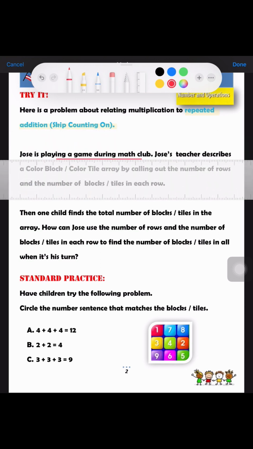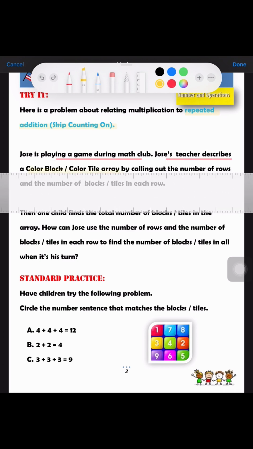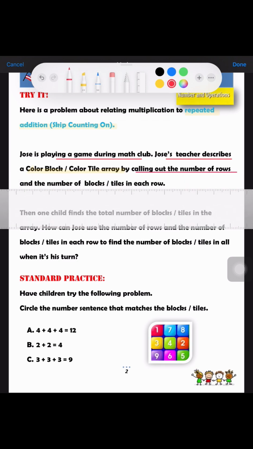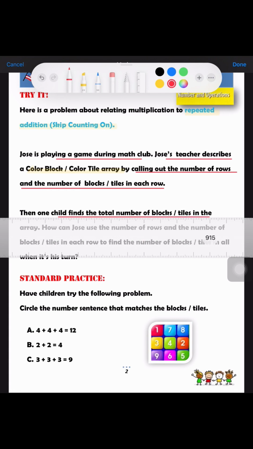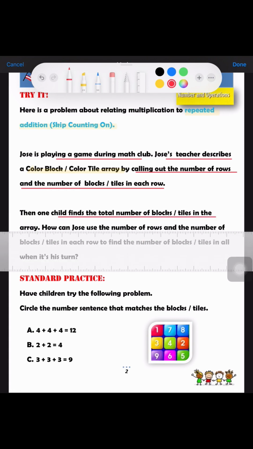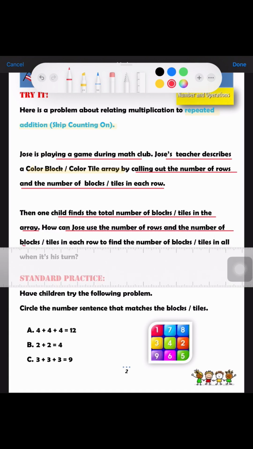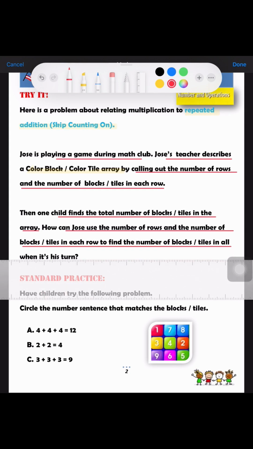Jules is playing a game during math club. Jules' teacher described the color blocks or the color tile arrays by calling out the number of rows and the number of blocks in each row. Then one child finds the total number of blocks in the array. So how can Jules use the number of rows and the number of blocks in each row to find the number of blocks in all when it is his turn?